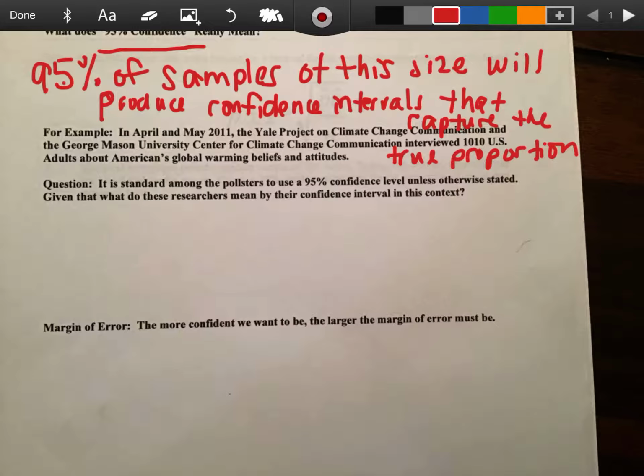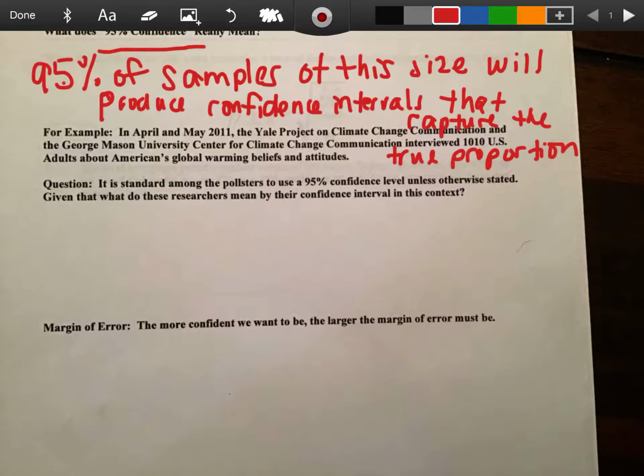So here's an example. In April and May of 2011, the Yale Project on Climate Change Communication and the George Mason University Center for Climate Change Communication interviewed 1,010 U.S. adults about Americans' global warming beliefs and attitudes. It is standard among pollsters to use a 95% confidence level, unless they otherwise state it at 99%. We'll talk about that in a second. Given that, what do these researchers mean by their confidence interval in this context?